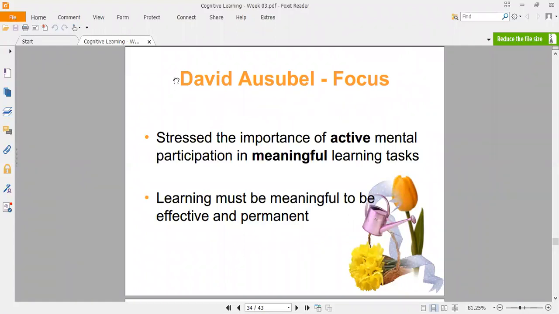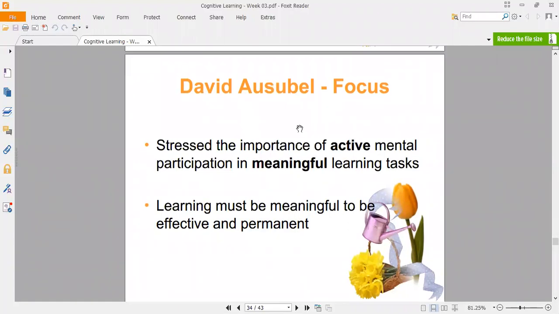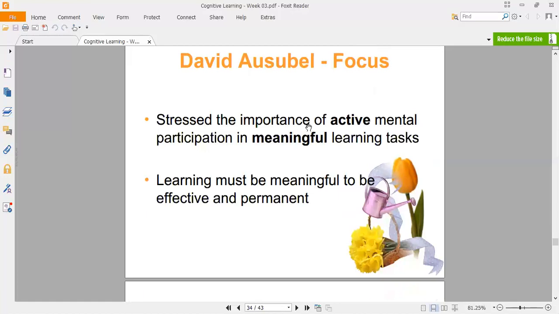now I am coming up to Ausubel's learning theory. It is about another aspect and a very important one, right? Stressed the importance of active mental participation. Active mental participation, right? What do you mean by that? Active mental participation.